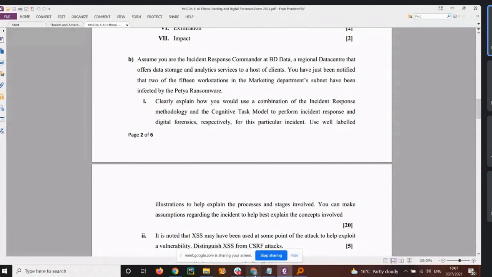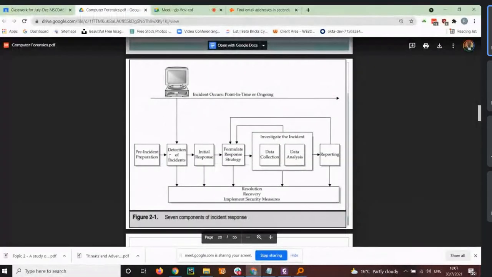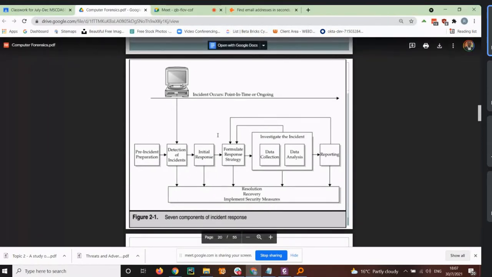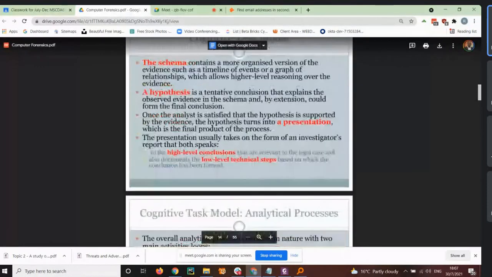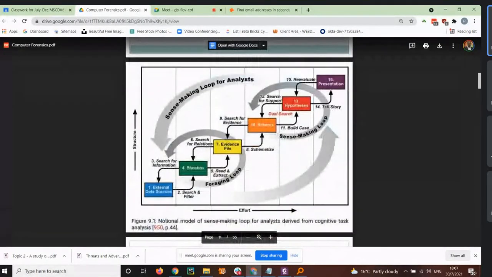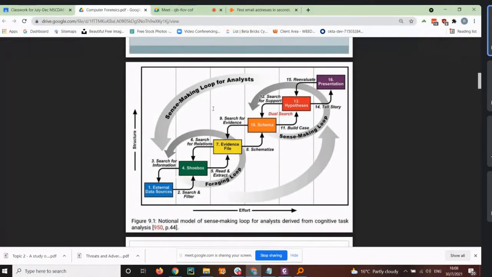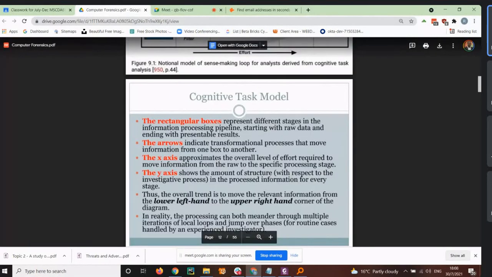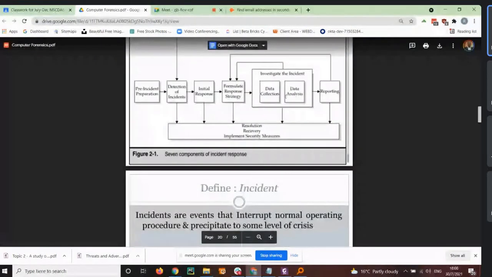What that means is you would first start by explaining the incident response methodology, which is like the bigger picture. And then at the stage where you investigate the incident within the incident response methodology, you then move on and explain this process, which is basically the whole investigation process, forensics. I hope that's making sense. This process is based in this diagram, in this section.